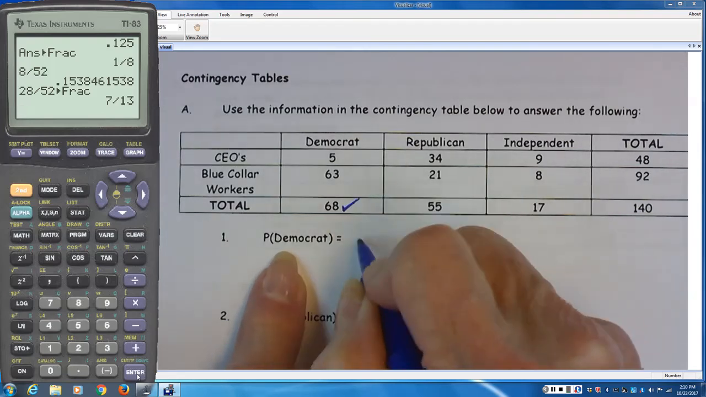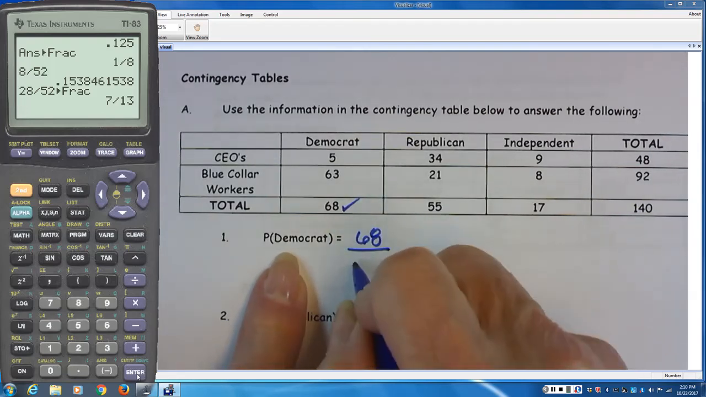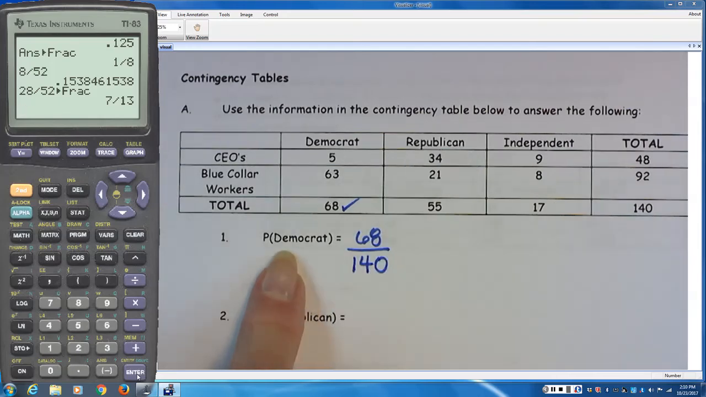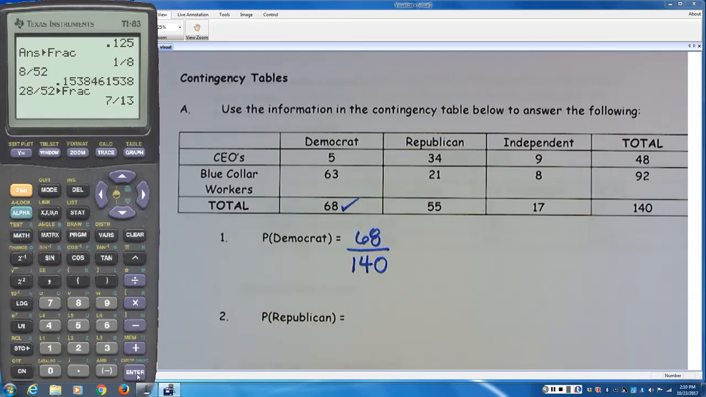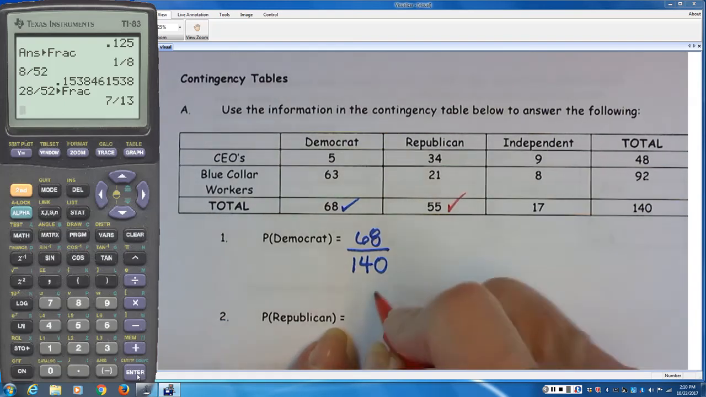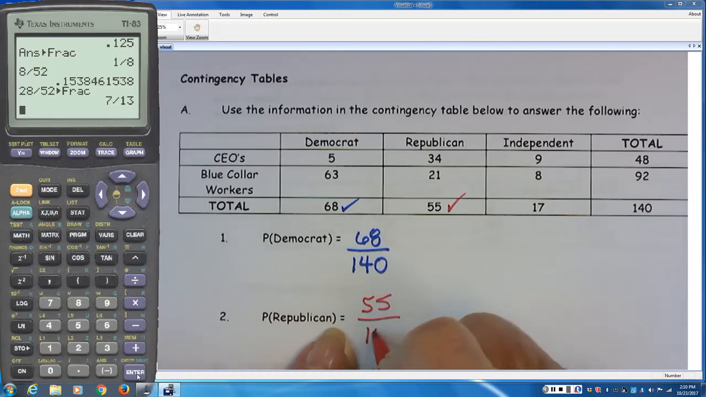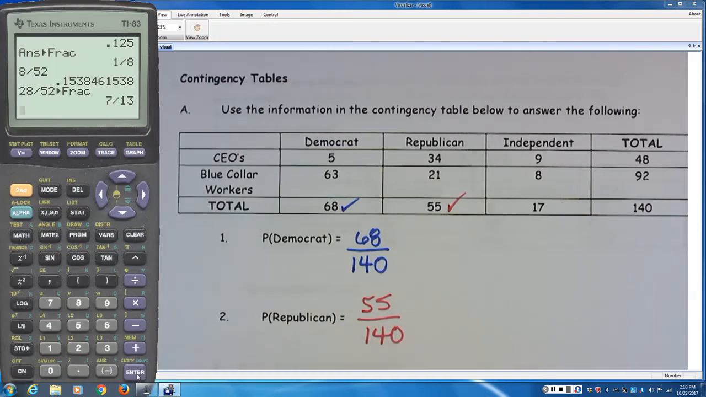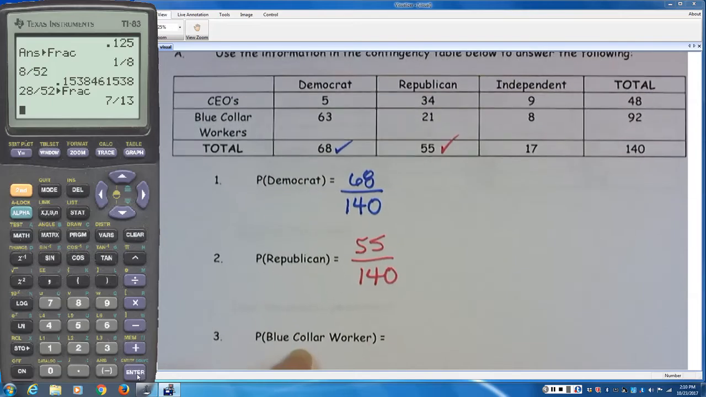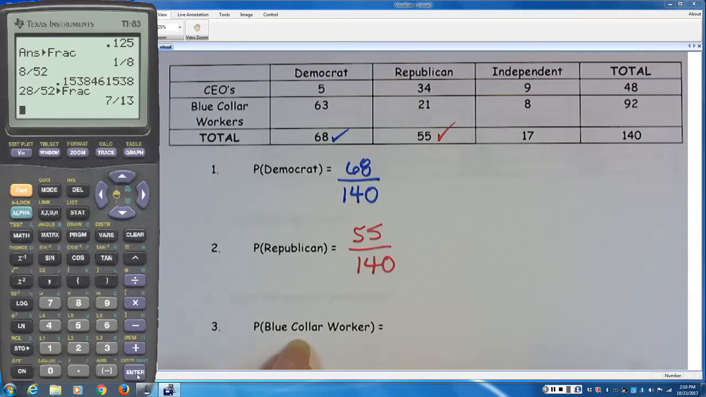Out of 140. Now, I'm not going to reduce the fractions or change to decimals. We're going to focus on using the table. What's the probability we choose a Republican? Okay. What's the probability we choose a blue-collar worker? 92. Okay.